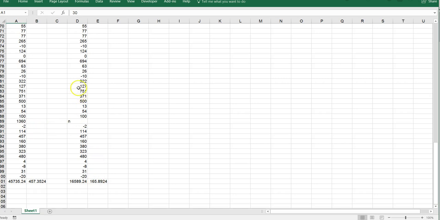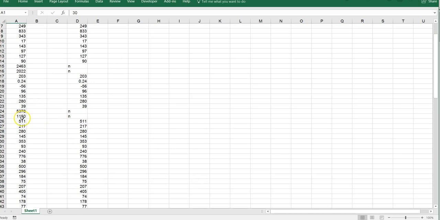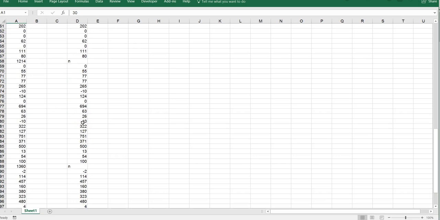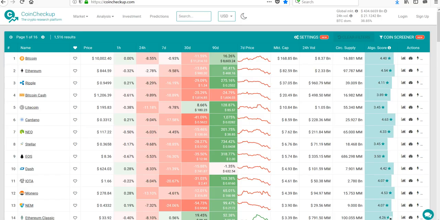And what happens is if you were to do that and you were to take out all of the currencies that were, let's say, over 1,000%, some of these here is 1,150, 5,378% over the past 90 days. I've removed those. You go back down here, you sum that whole list, divide it by 100. Now you're looking at 165%.